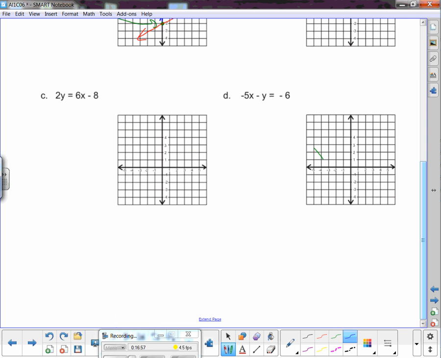What do you notice right away with C? Anybody notice anything? Talk to me. 2y, right? It's not in the right form yet, is it? All right, go ahead and put it in the right form. Using the shortcut, this one happens pretty easily, right? Put it in the right form, and then go ahead and plot it.